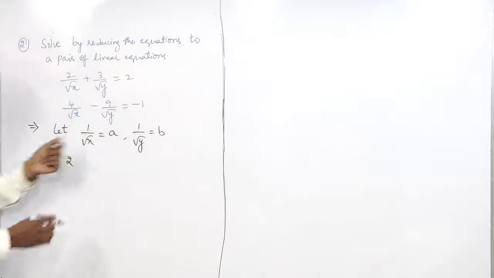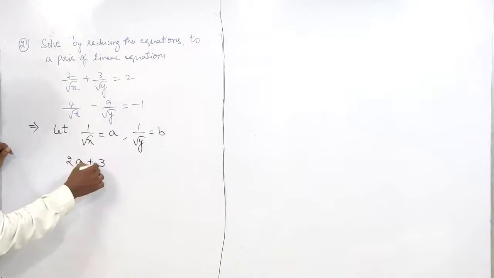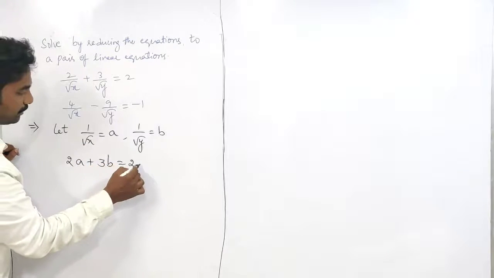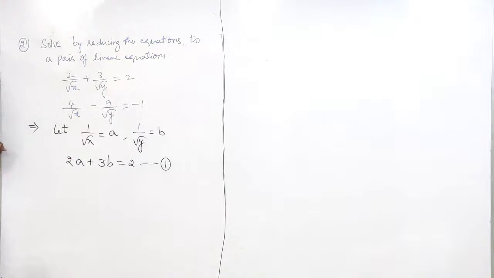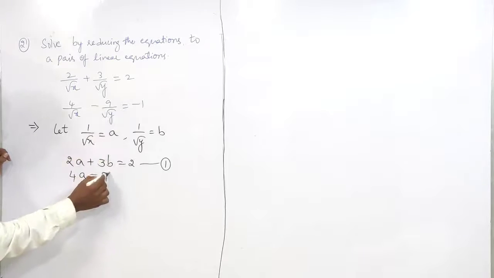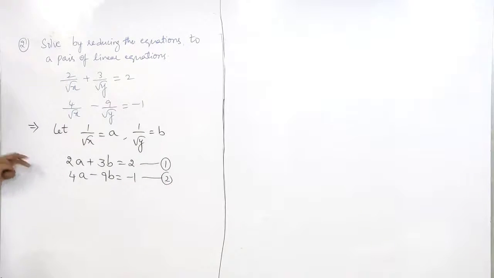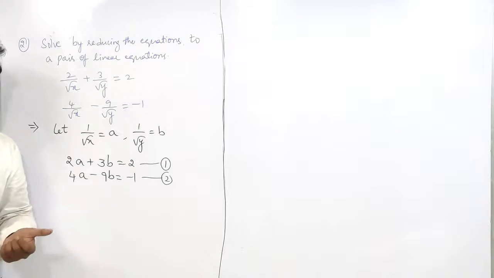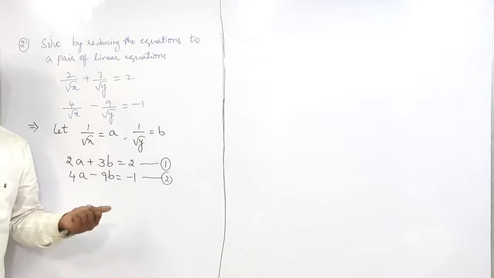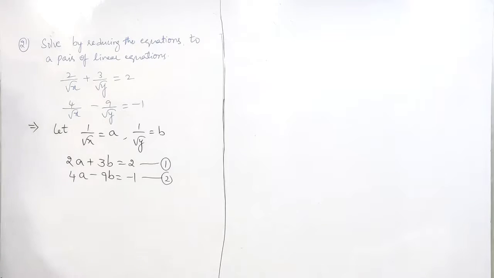2 into 1 by root x is a, plus 3 into 1 by root y is b, is equal to 2. Suppose this is equation 1. Next, 4 by root x is 4a, minus 9b is equal to minus 1. Suppose this is equation 2. Now we got two equations. We are going to solve these two equations by using any of the methods. Previously we solved by using the elimination method, because elimination is easier than substitution. Or we can do the substitution method also. No change in the answer. Whether you do it by elimination or by substitution, you get the same answer.